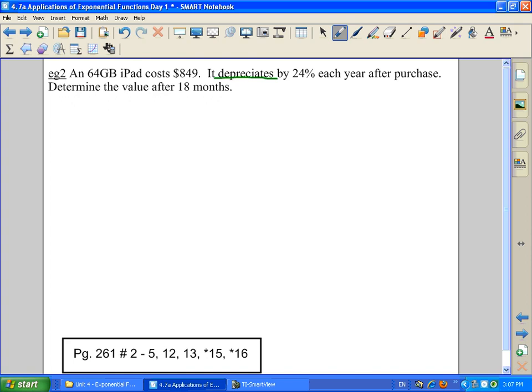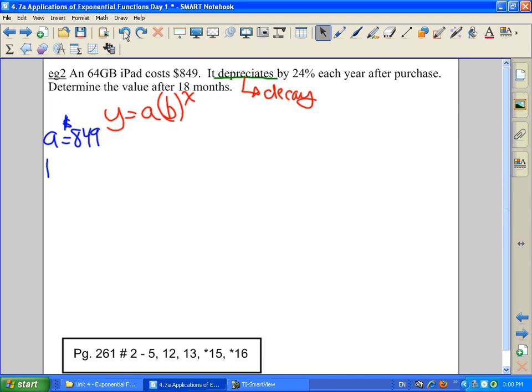Well, first of all, depreciates should tell us, is it a growth or decay? Depreciates means the value is getting less, so it's going to be a decay. Let me take a look at our question. Okay, so when I start with my original formula, y equals a times b all raised to the x, what information do we know? Well, a represents the initial cost, so a equals 849. Okay, my base is something we need to figure out. I just need to write b.